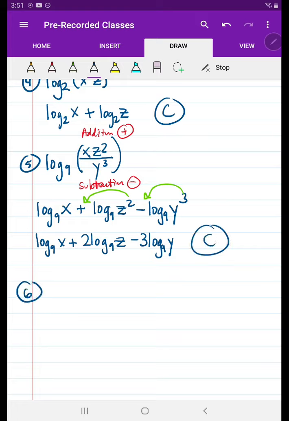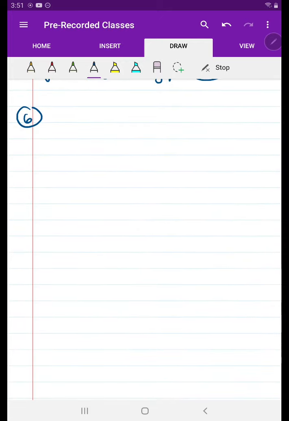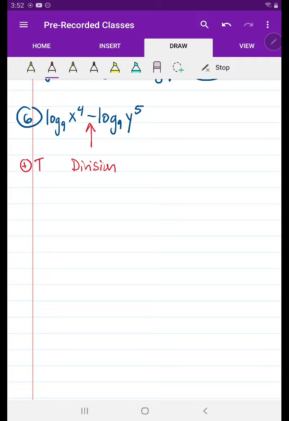So going on to number 6, we have to express this as a single logarithm. So I have log base 9 of x to the 4th minus log base 9 of y to the 5th. When we have subtraction between logs like that, that's going to turn into division, and whatever is on the positive side goes in the top part of your fraction, and whatever is on the negative side goes in the bottom part of your fraction. So this will turn into, we'll still have our log base 9, and then in the top part, we'll have x to the 4th, and in the bottom part, we'll have y to the 5th.